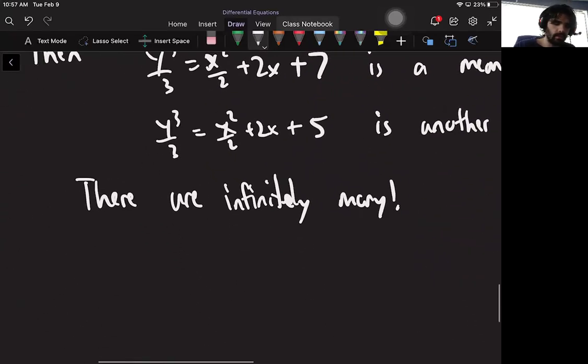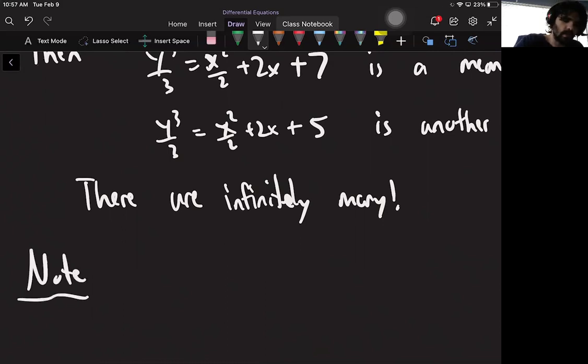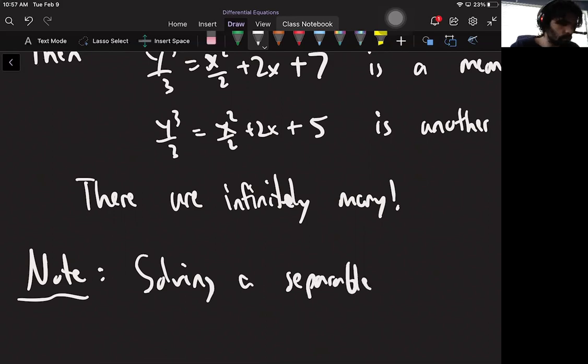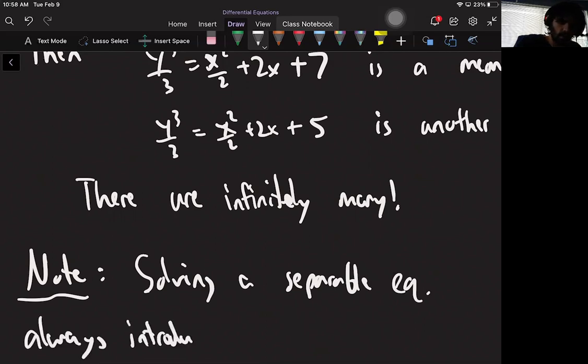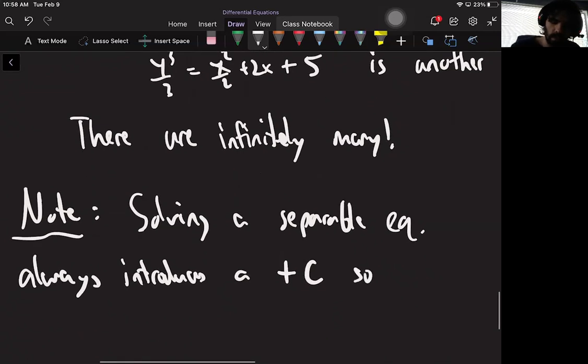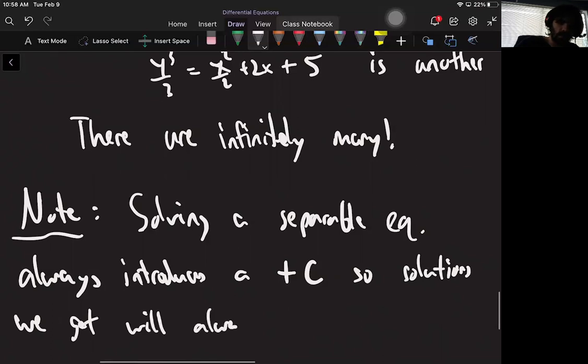Okay, so one thing to notice is that just by virtue of using integrals, this will always happen when we solve a separable differential equation. So we'll keep seeing this. Solving a separable equation always introduces some sort of plus C. So solutions that we get this way will always be one parameter family solutions.